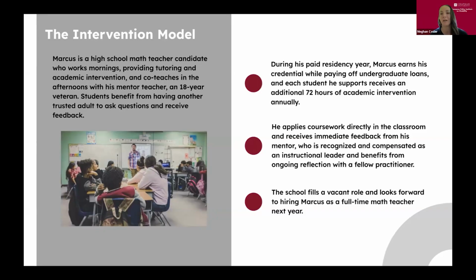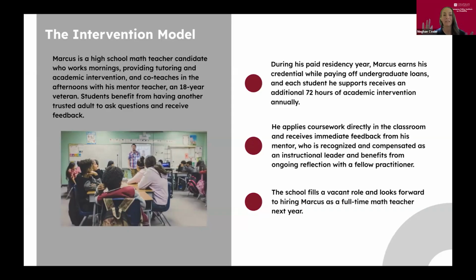What's the cool thing about this experience for Marcus? He is getting a general education, mathematics, single subject credential. But he is able to build a lot of skills doing this intervention for students, so that when he is a high school mathematics teacher, he's going to have some great experience with really being able to reach students with disabilities in his classroom. As you can see here, we calculated the number of hours that these students got for academic intervention, which the principal of the high school was really excited about. He's able to apply his coursework directly, those high leverage practices that we talk about. And he's really able to fill a hard to fill position.